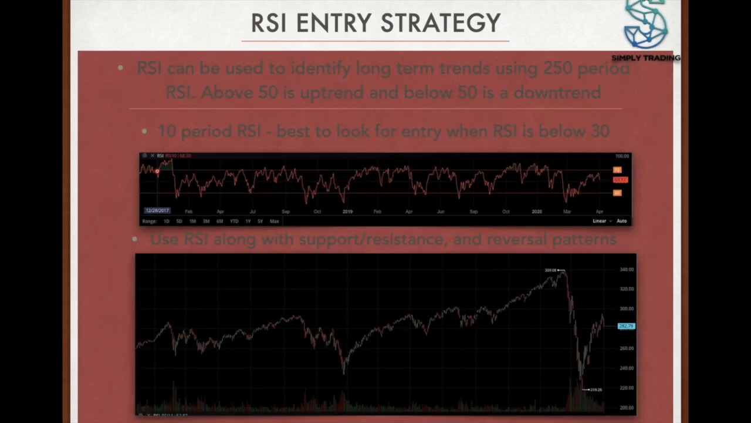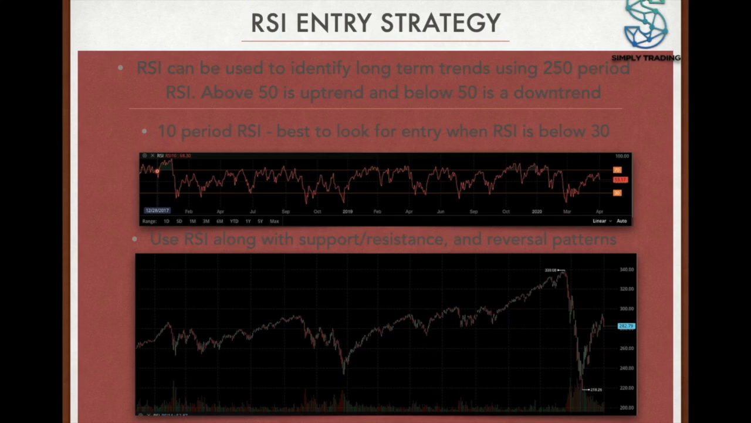Now when getting into an RSI entry strategy, there are many out there, but I'm going to go over a very basic one that you can generally apply to many trades. An RSI can be used to identify long-term trends using a 250-period RSI. When using a 250-period RSI, above 50 is an uptrend and below 50 is a downtrend. It's like that because it is pulling from such a large period that it doesn't have much movement. When it moves above the 50, it generally begins an uptrend, and when it moves below the 50, it continues on a downtrend.